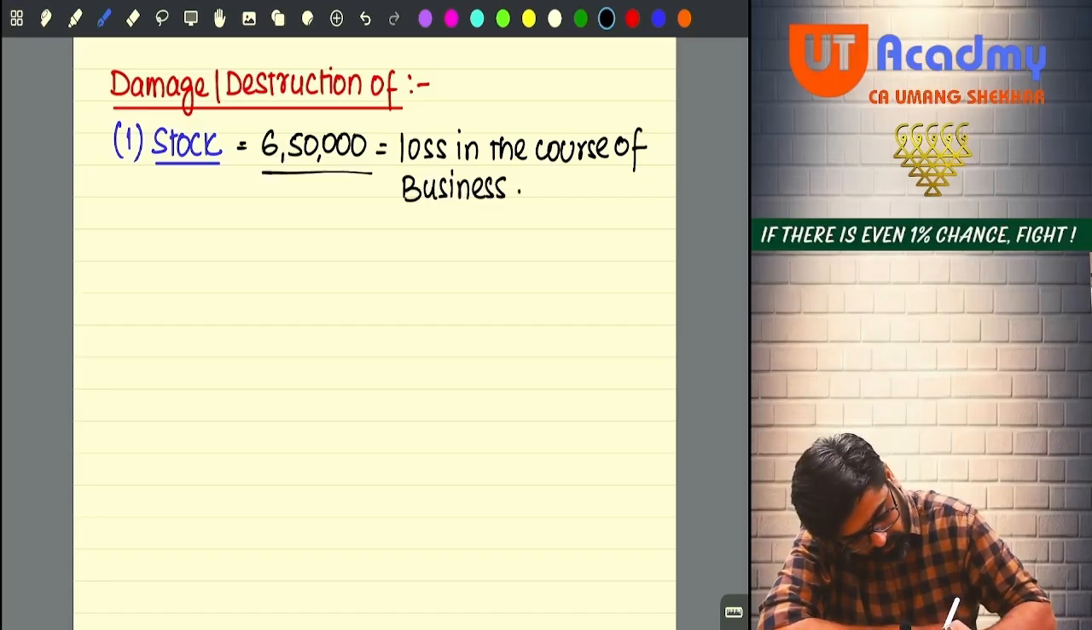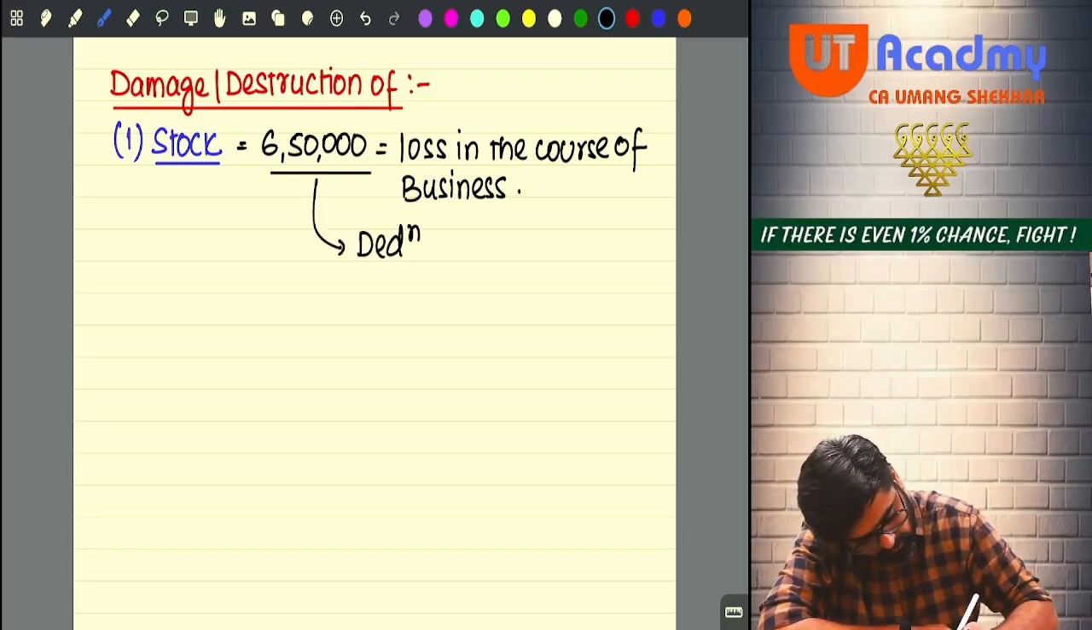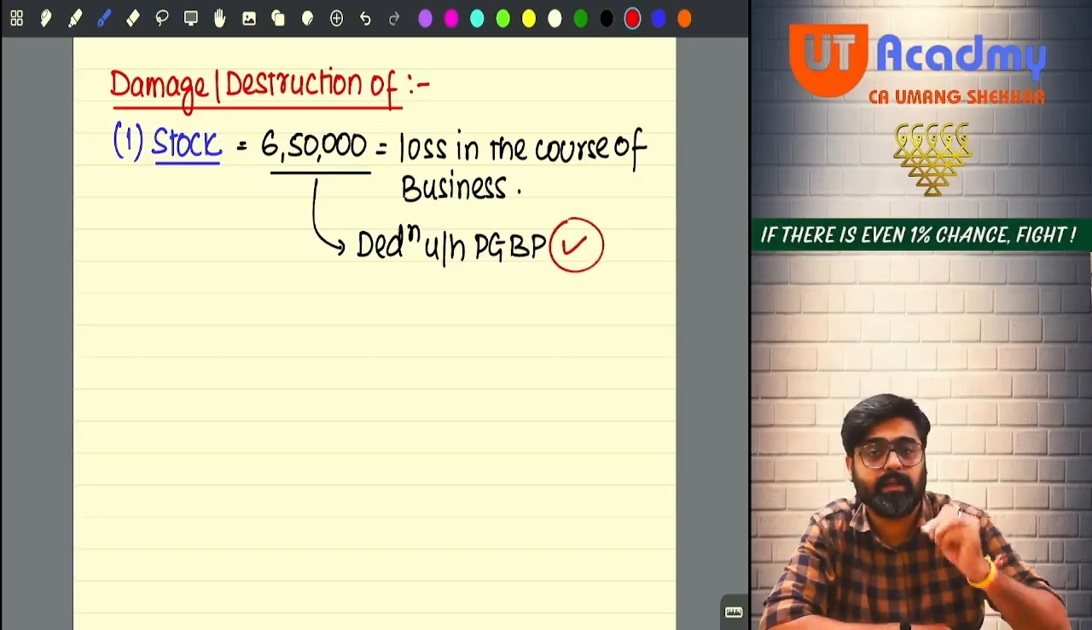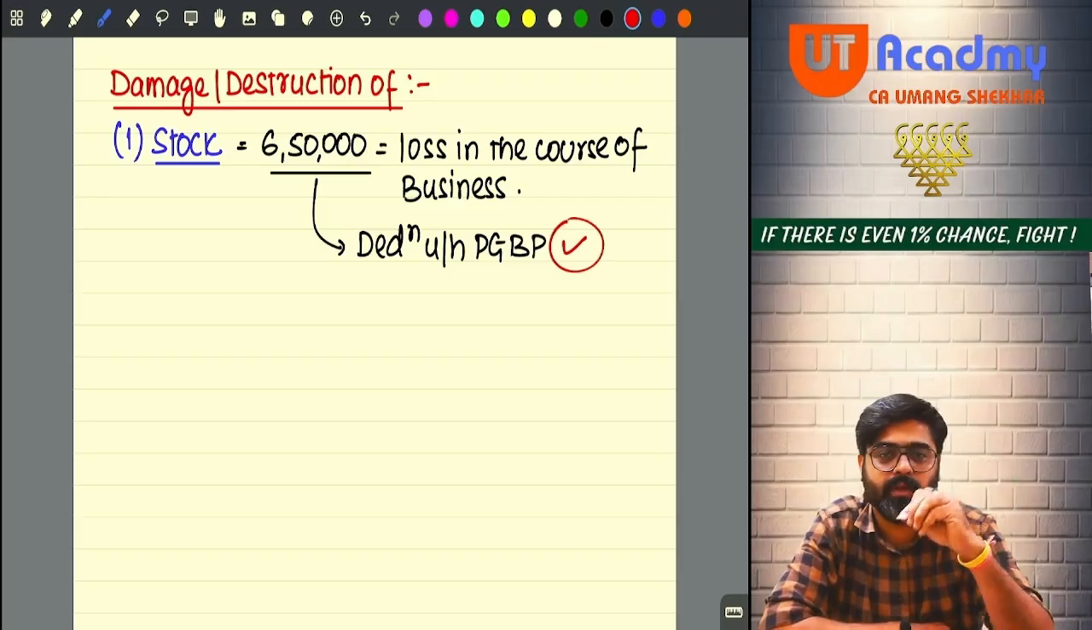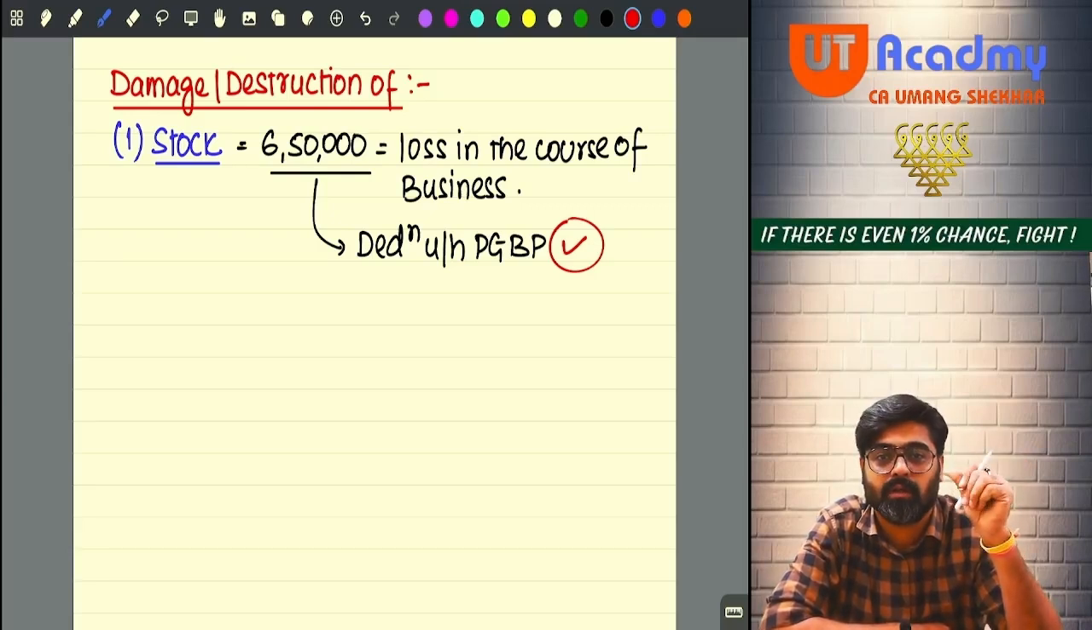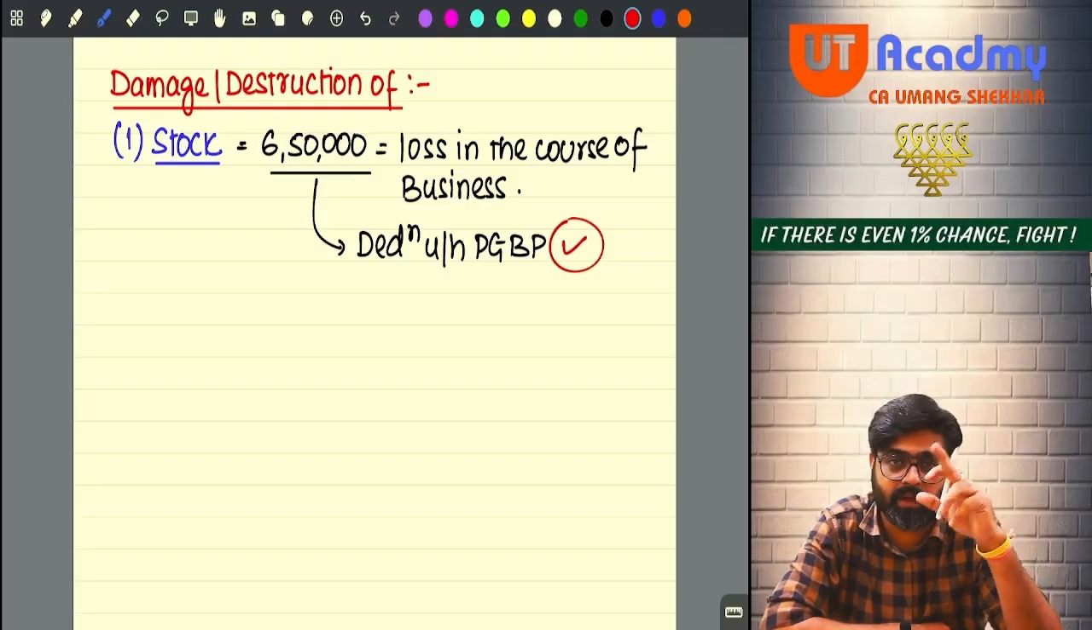And for the 6,50,000, you will get the deduction under the head PGBP. The deduction will be allowed because without adjusting this loss, your profit cannot be calculated. Under which section will the deduction be given? No section, common sense, I've told you. So under the PGBP head, you will claim the deduction for this 6,50,000 loss.